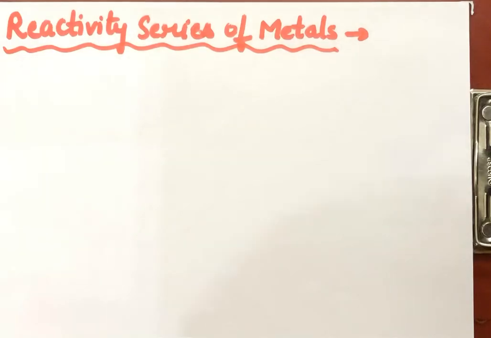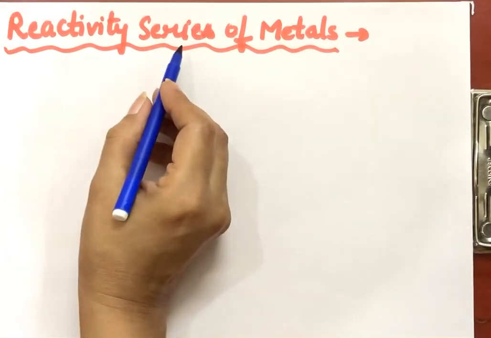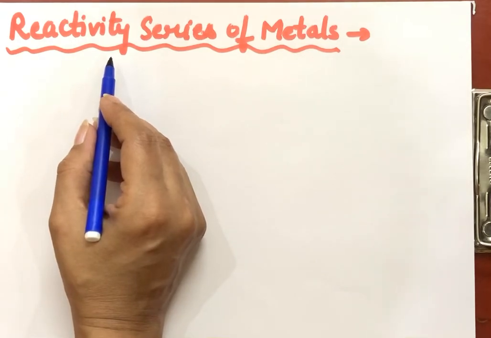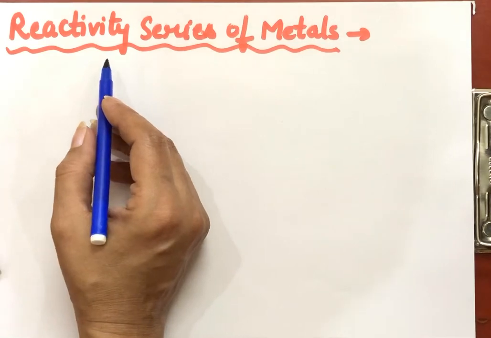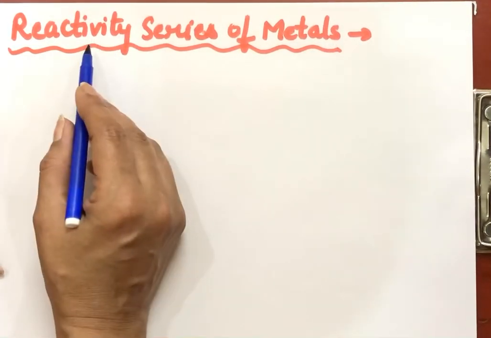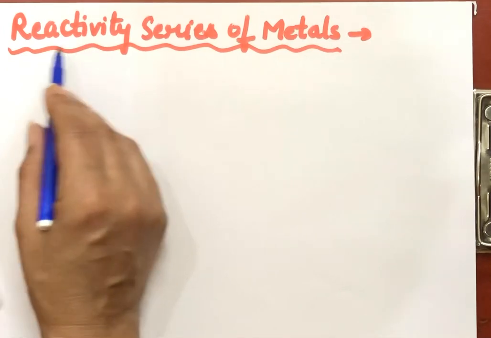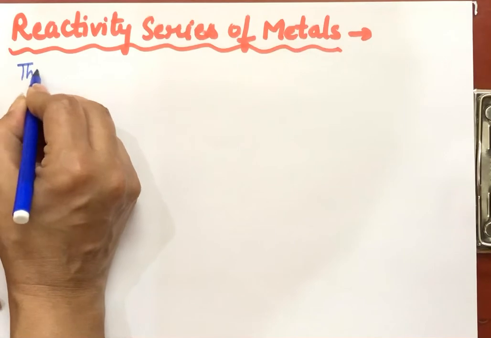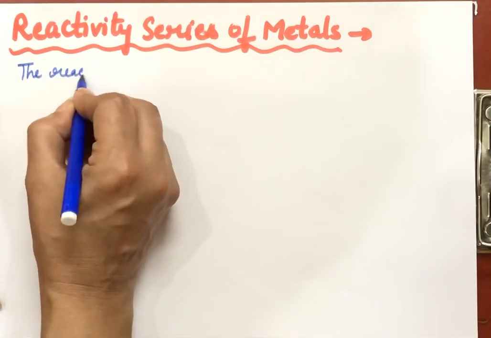Our next topic after doing the chemical properties of metals is reactivity series of metals. From chemical properties, we know some metals are more reactive as compared to the other metals. So when we arrange all these known metals in order of their reactivity, then that series is known as reactivity series. So the reactivity series is actually a list of metals.